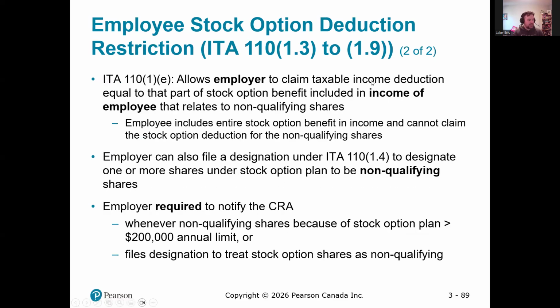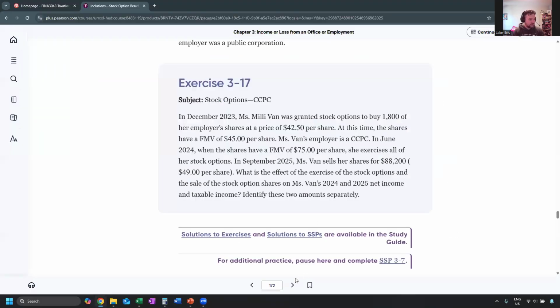So the employer can claim a taxable income deduction equal to the part of the stock option benefit included in income that relates to non-qualifying shares. So how does this work?